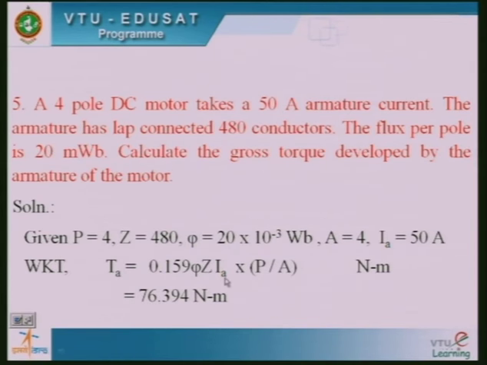Then the armature current IA is equal to 50 ampere, it is mentioned in the problem. P is given as 4, and since it is lap connected, the number of parallel paths A is equal to the number of poles, that is equal to 4. Substituting all these values, we get TA, that is the gross torque developed by the armature of the motor, as 76.394 Newton meter.